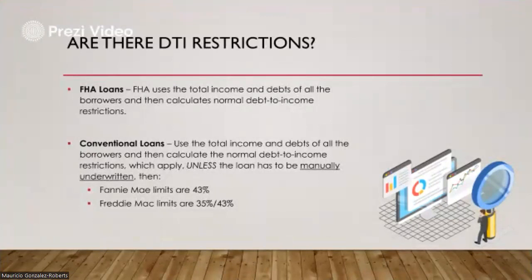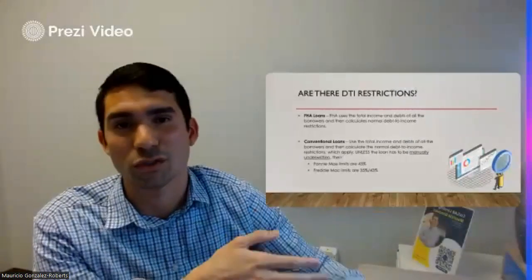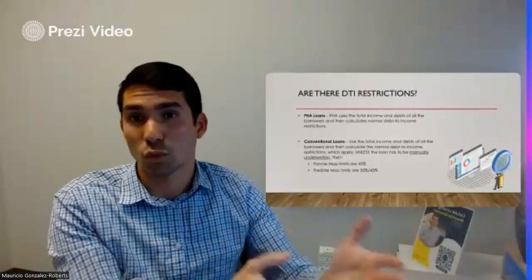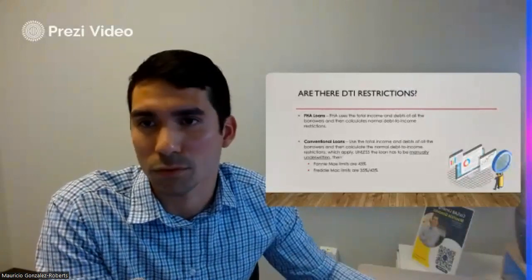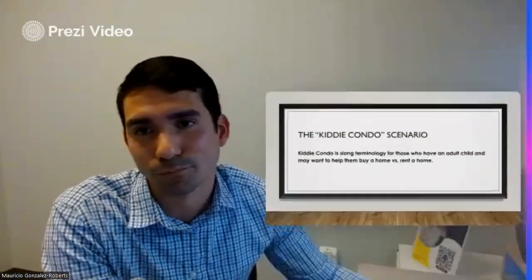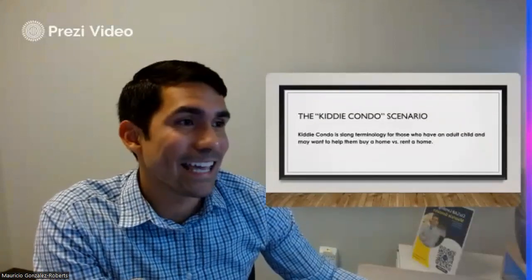In that case, Fannie Mae and Freddie Mac will require the occupying borrower to meet DTI restrictions. DTI stands for debt to income ratio, on their own without the income of the non-occupant co-borrower. FHA does not have this type of restriction, and that's why we typically tend to do it as an FHA, because there's a little bit more benefit when it comes to doing so. This is a big one.